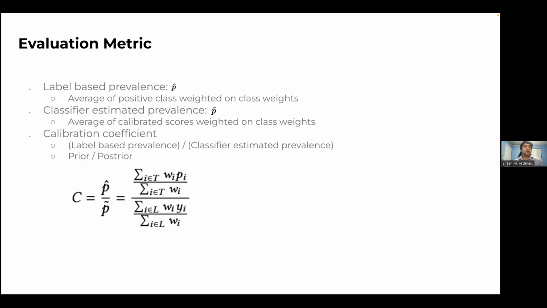And again, the prior is the average of the positive class weighted on class weights. It's the label-based prevalence. And the posterior is the classifier's weighted prevalence, the average of calibrated scores weighted on class weights. We define the calibration coefficient as prior divided by posterior, label-based prevalence divided by the classifier's weighted prevalence. We would expect this score to be closer to 1. If it's 1, we have a perfect calibration.